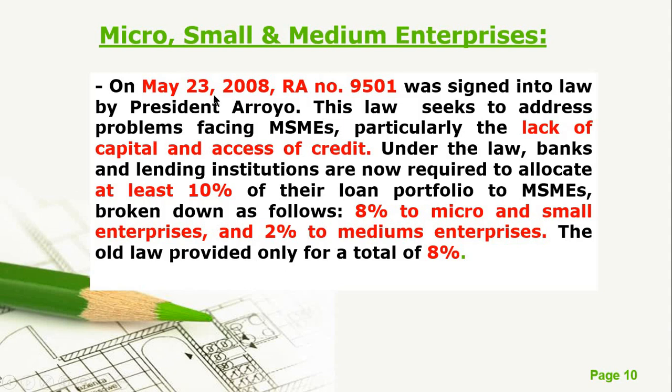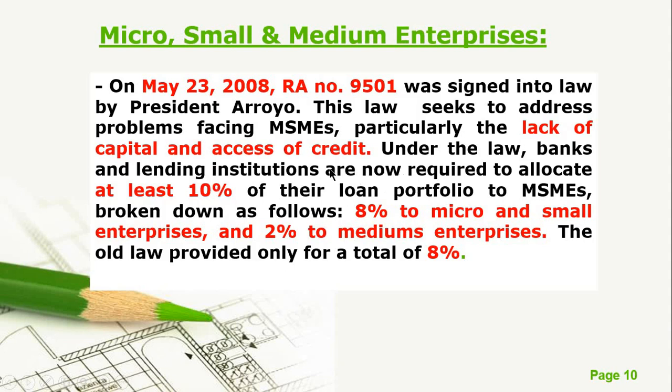So that's why President Arroyo said we need to take care of and focus on our SMEs. We need to incentivize or assist them, or we need to open the financial and credit market for them so that they have capital. So the law requires, signed again by President Arroyo, that these banks and lending institutions must allocate at least 10%, it cannot be lower, at least 10% of their loan portfolio.